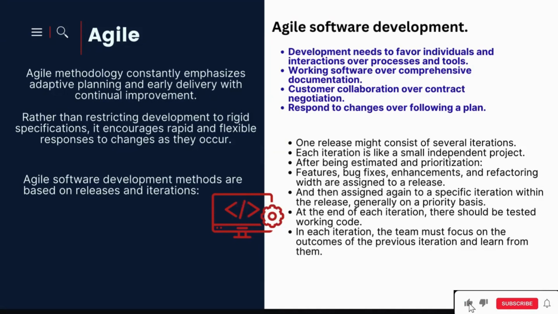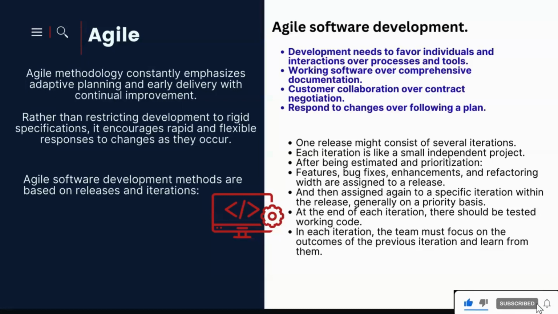So agile software development has some values written here. Development needs to favor individuals and interaction over process and tools, working software over comprehensive documentation, customer collaboration over contract negotiation, and responding to change over following a plan. So okay, this is the plan.